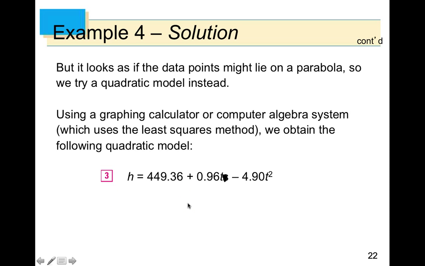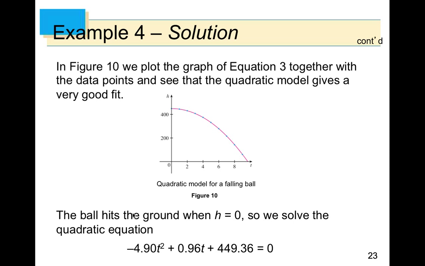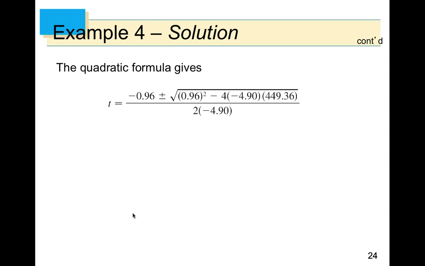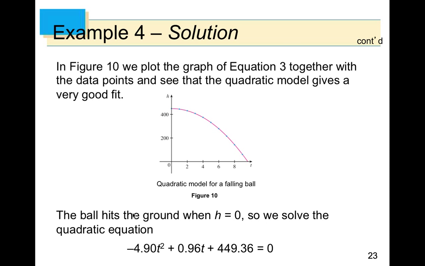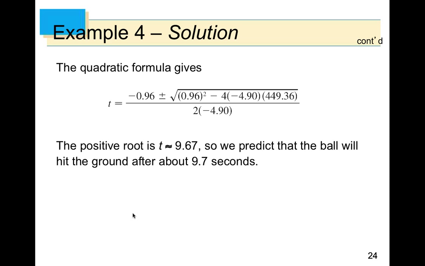or I should try to figure out the roots of the function. So in order to do that, I want to figure out when h equals 0. So I set this equal to 0, and I'm going to solve for t. Okay, so this is the path of the ball. If the ball hits the ground when h equals 0, we can solve the quadratic equation. And we're going to use the quadratic formula. Since this is a quadratic model and it does not have nice values in it, the only thing we can use is the quadratic formula. So when we plug into the quadratic formula, the positive root is at t equals approximately 9.67, so we can predict the ball will hit the ground after 9.7 seconds.